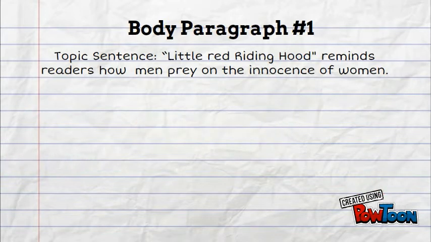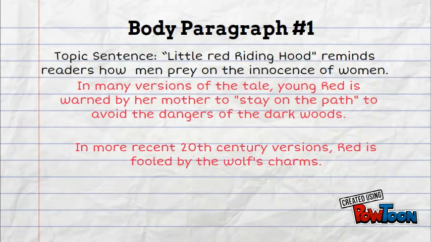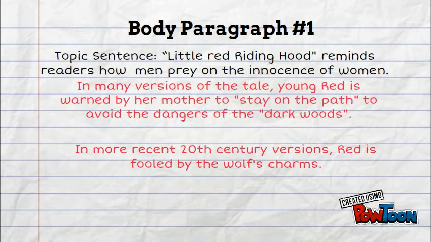For example, our first body paragraph about Little Red Riding Hood reminds readers how men prey on the innocence of women. You can add quotations from the story about how Red's mother tells her to stick to the path, or how the wolf first approaches Red pretending to be kind and gentle, but really has intentions to eat her.